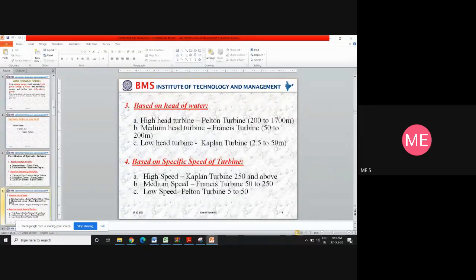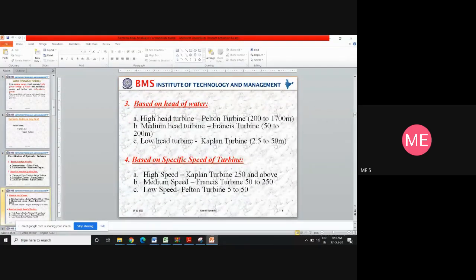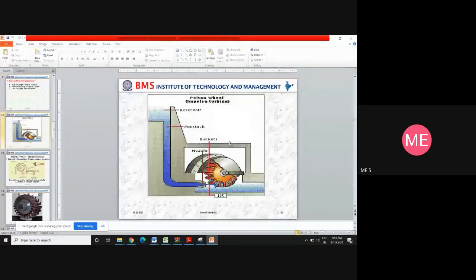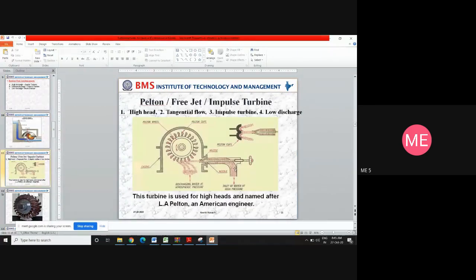Classification is also based on the direction of flow, the head of the water, the specific speed of the turbine, and the water handling capacity. And this is a general figure of a turbine. You can say it is an impulse turbine, or generally, if we assume this as a turbine and the water is coming, then you can tell it as a hydraulic turbine. The exact figure for the impulse turbine is this. This is what is required in the examination to draw.